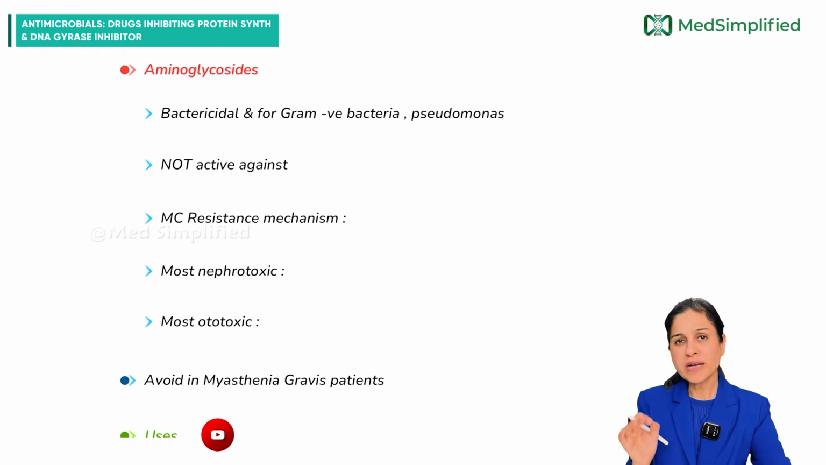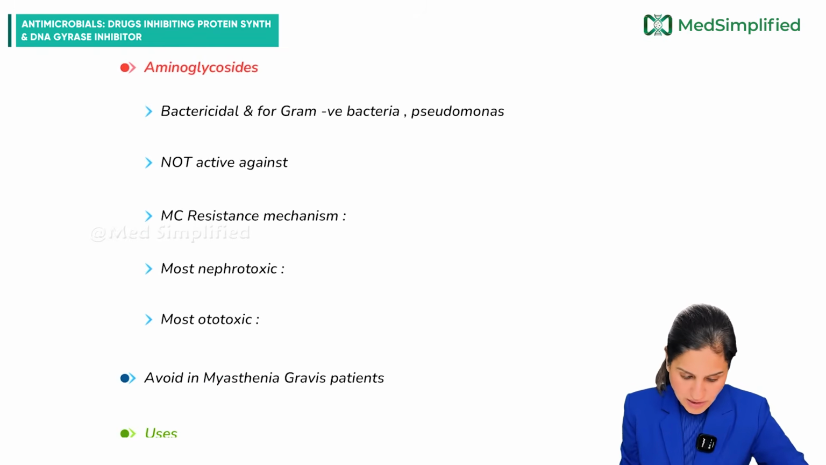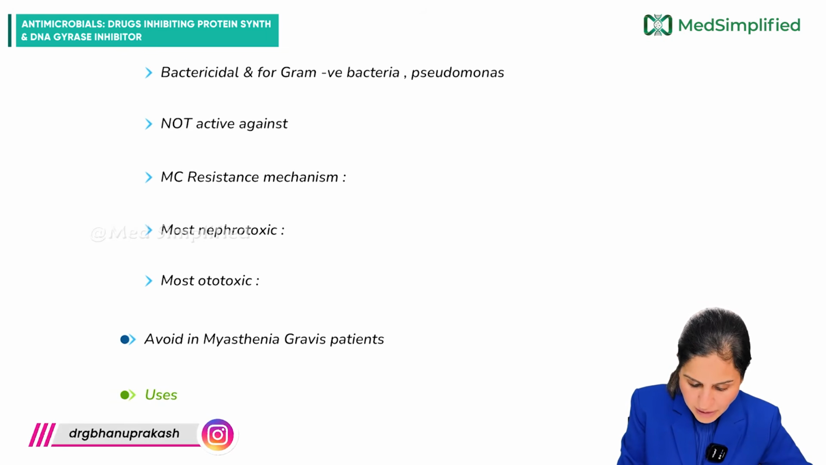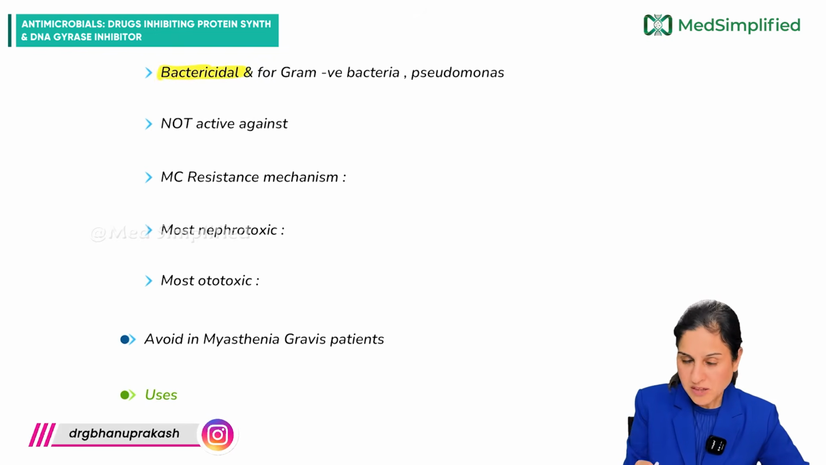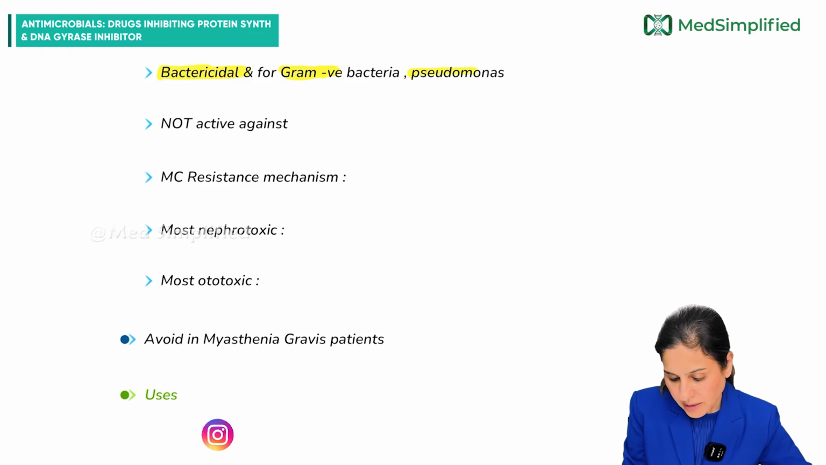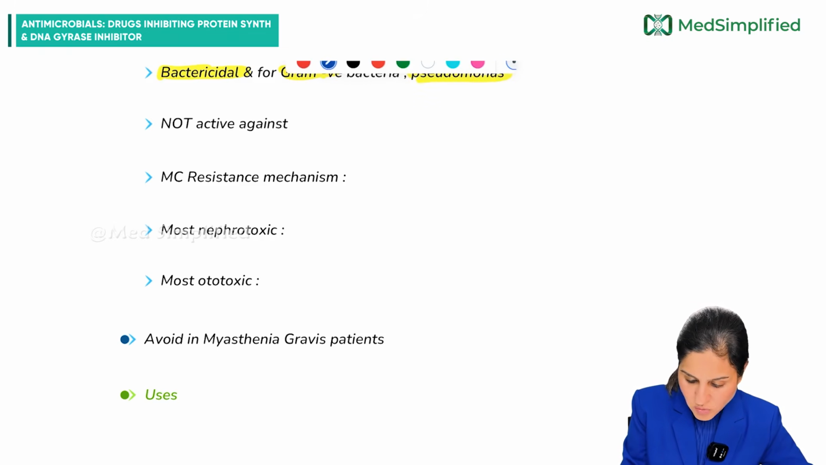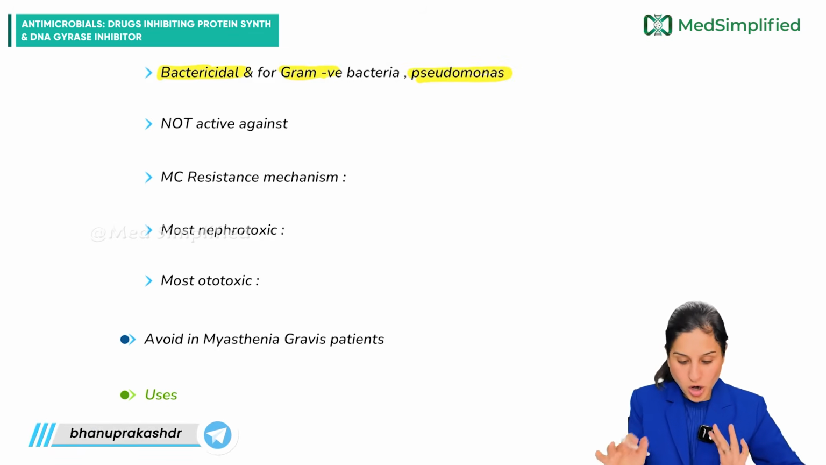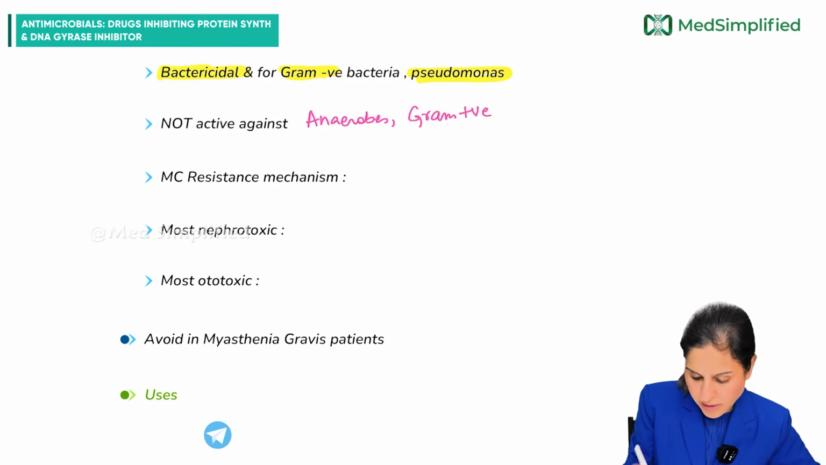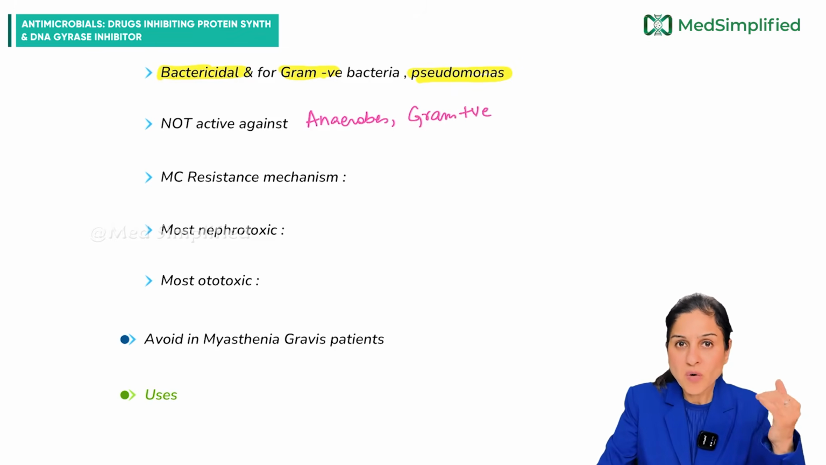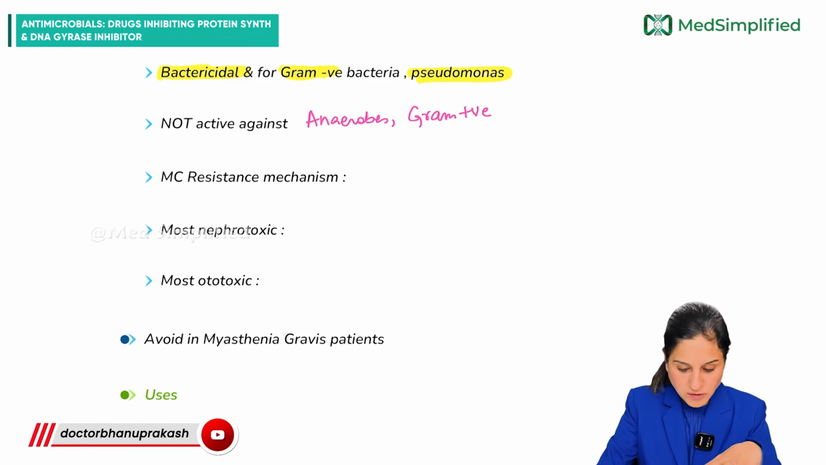So these are the various mechanisms of the drugs which act on protein synthesis. Moving on to the important aspects of each of these drug groups. First, very important, is aminoglycosides. As I told you, they are bactericidal in nature, and they are specifically active against gram-negative bacteria, even against pseudomonas. But what are they not active against? They are not active against anaerobic organisms and gram-positive organisms, because they require oxygen for entry into the organism. So if there is no oxygen, like in anaerobic conditions such as in pus, they are not going to be very effective.